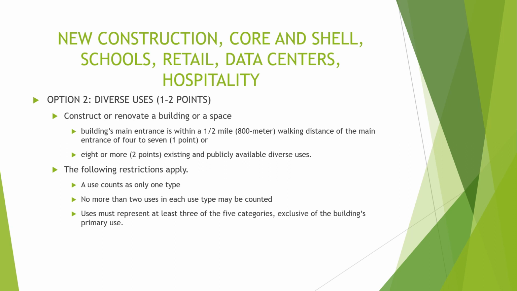Under Option 2, Diverse Uses, a building can earn 1 or 2 points if it's constructed or renovated such that its entrance is within half a mile walking distance of the main entrance of 4 to 7, or 8 or more, existing and publicly available diverse uses. However, the following restrictions apply. A use counts as only one type. For example, if a retail store sells products in several categories, it may be counted only once. No more than 2 uses in each use type may be counted. If 5 restaurants are within walking distance, then only 2 restaurants will be counted. Uses must also represent at least 3 of the 5 categories, exclusive of the building's primary use.